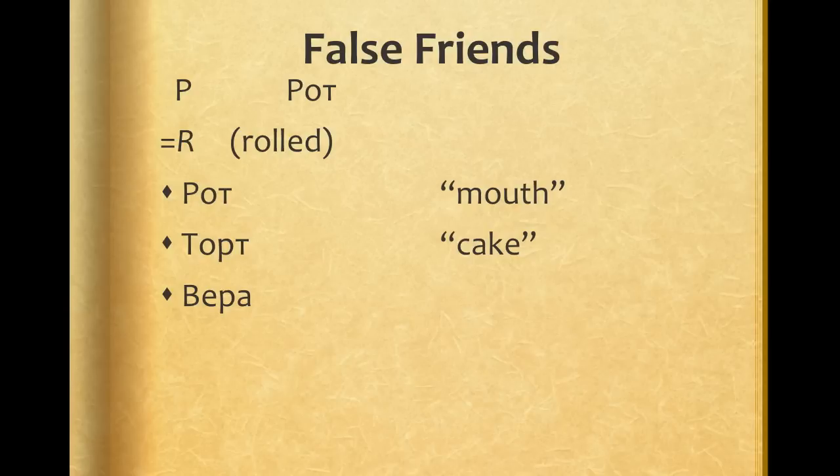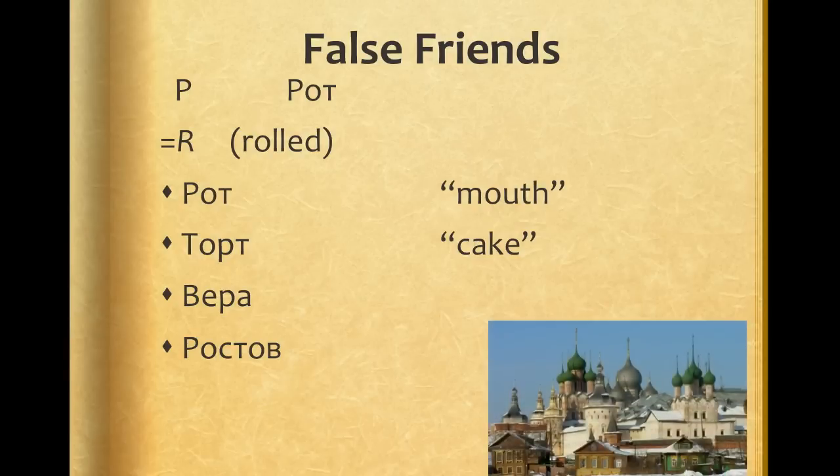Vera. This is a girl's name, and it also means faith. And this one? This is a city in Russia. Rostov. There's a picture of Rostov Veliki for you. And we're going to get a little bit crazy right now and do a full sentence. See if you can do this whole sentence in Russian. Vera в Ростове.